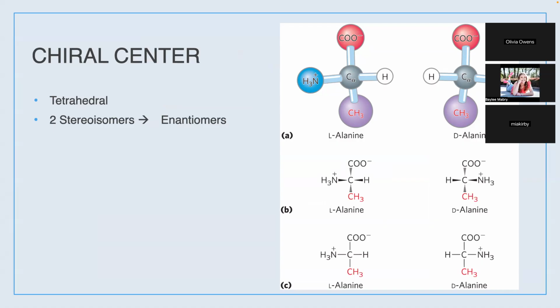So most of the amino acids are going to be chiral. They're tetrahedral and they have two stereoisomers, which are enantiomers.